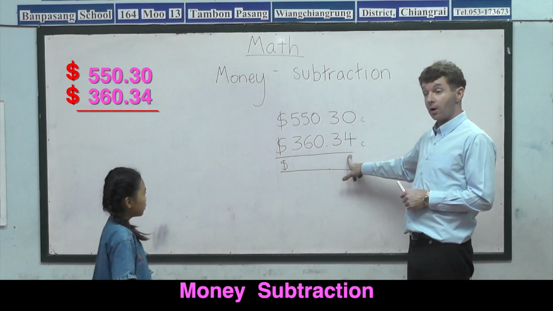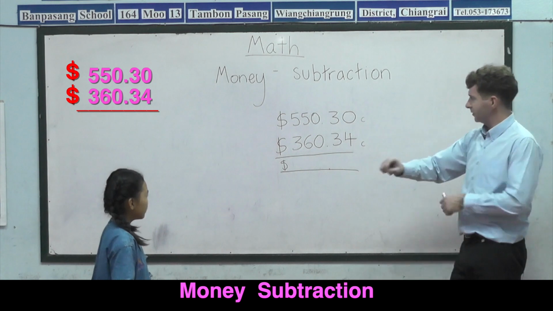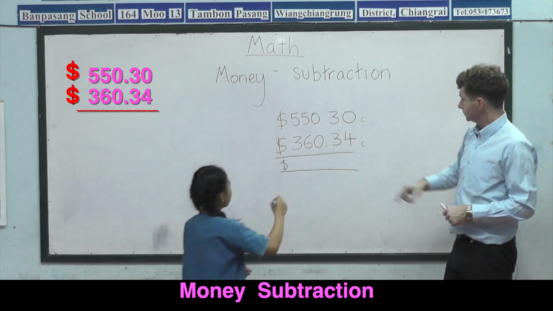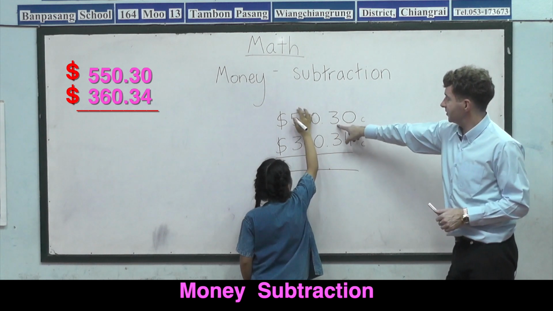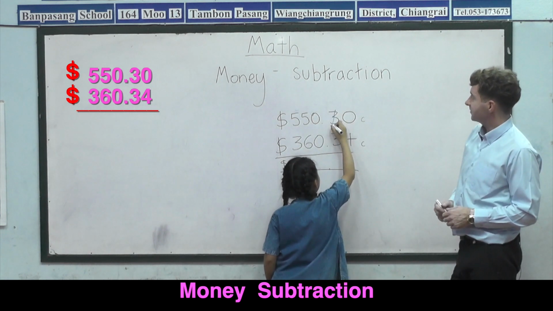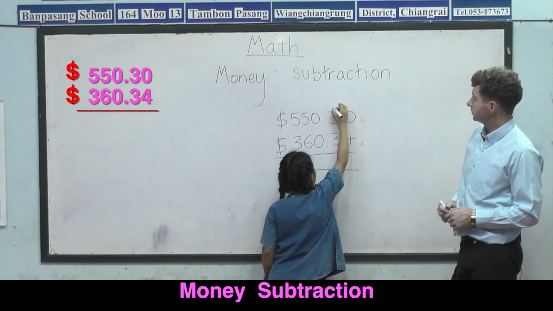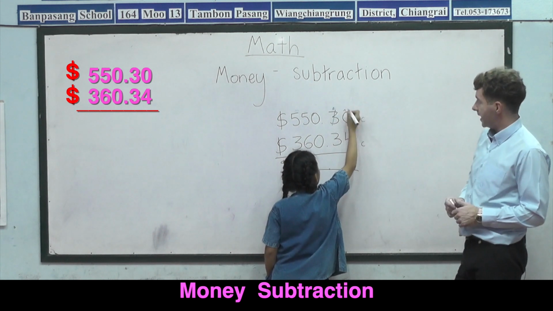The ones column. Okay, so 0 minus 4, can we do? No. We need to borrow from the next column. We'll borrow from here first. So that becomes 2. And then 10. Excellent.